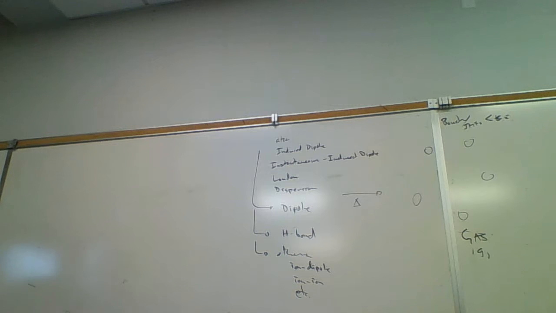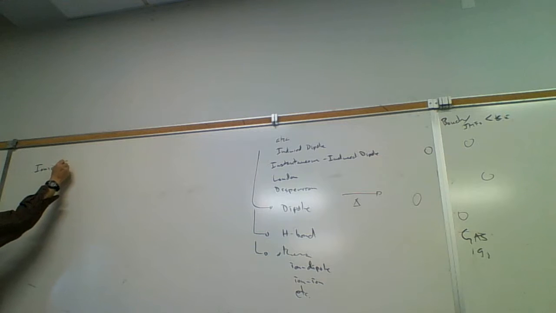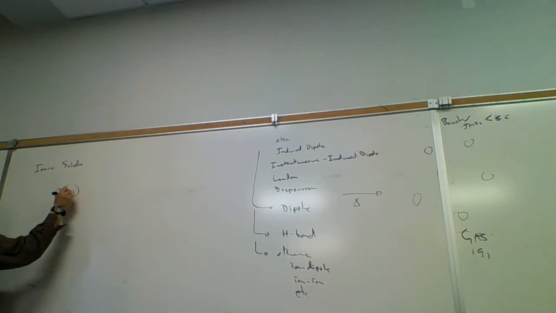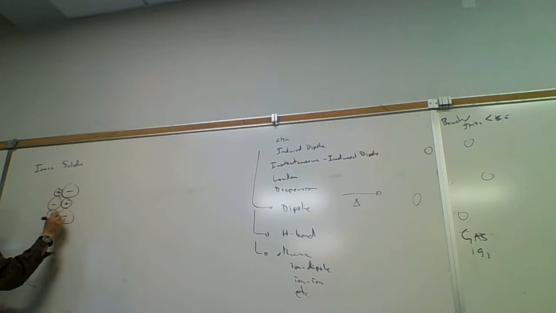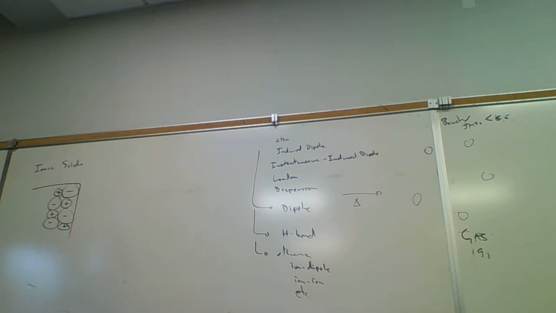So we have ionic solids. Ionic solids can be amorphous or they could be crystalline. But the common feature all ionic solids have is they're held together by ionic bonds. And ionic bonds are just the attraction between positive ions and negative ions. So we're going to build up a lattice like this. We're going to get a nice crystal. Ionic bonds are strong.